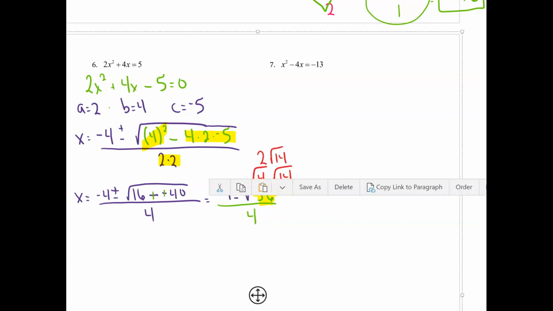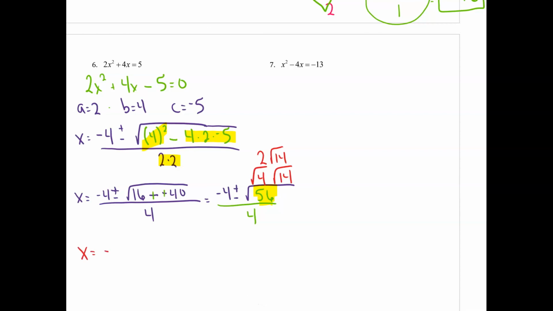So going to the next step, it goes -4 plus or minus, and now it's 2 square root of 14 over 4. And then you have one more thing. Make your simplifying triangle. Leave the square root out of it. It's the -4, the 2, and this 4 down here. Is there a number that I can divide into all of those? And again, that's going to be a 2, so I'm going to divide everything by 2.